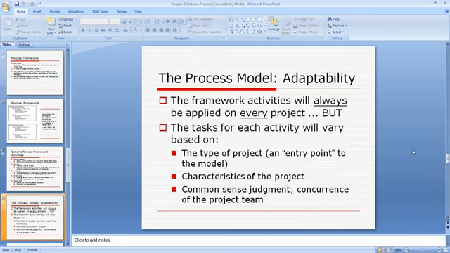The process model adaptability: the framework activities will always be applied on every project, but the tasks for each activity will vary based on the type of project, characteristics of the project, common sense judgment, and concurrence of the project. That means every activity will depend on the type of project, characteristics of the project, and common sense judgment.